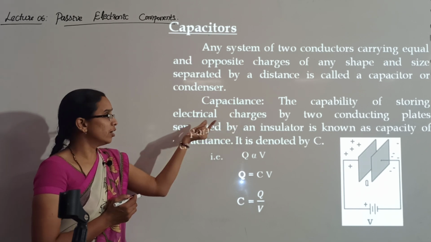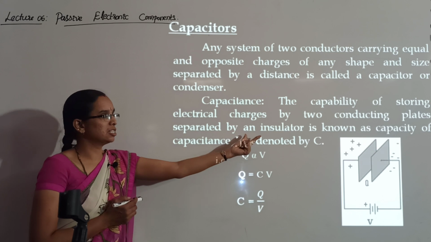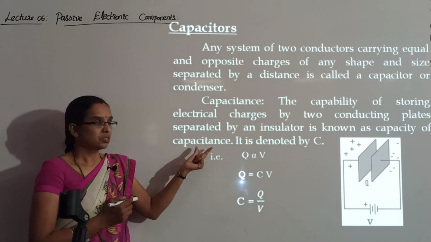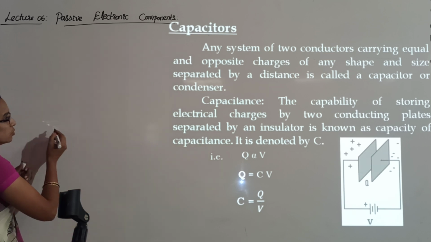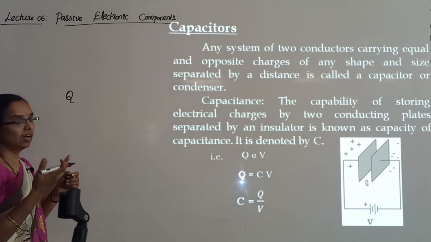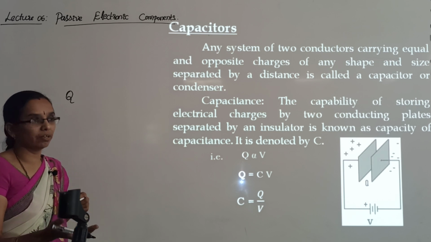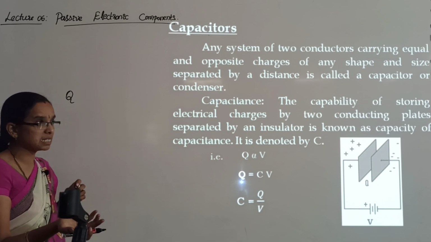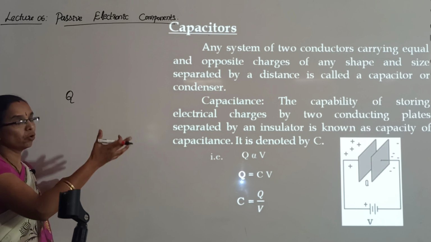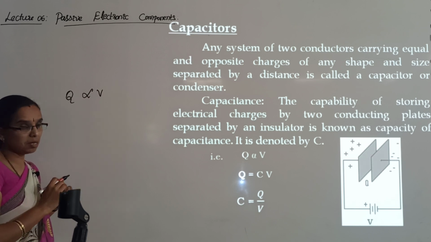So the capacitance, the capability of storing electric charges by two conducting plates separated by an insulator, is known as the capacity of capacitors. That is denoted by C. When you apply an external electric field, a potential difference across the plates, the amount of charge stored on the plates is directly proportional to the potential difference applied across the plates.